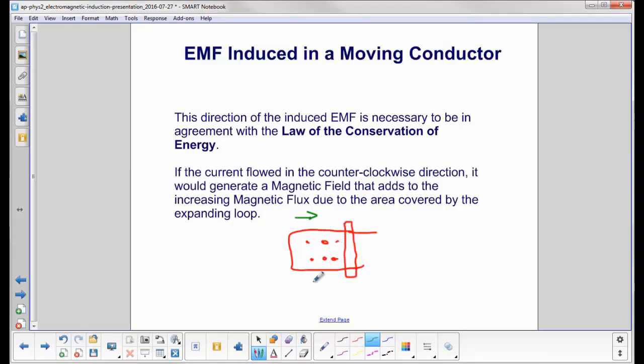Let's say the current went in the other direction. Let's say it did go counterclockwise. That would create a magnetic field out of the page within the loop using the right-hand grip rule. So you would increase the magnetic field, which would increase the flux, which would then increase the velocity of this object. So the bar would keep moving faster and faster and faster with no external force, which violates the law of conservation of energy.